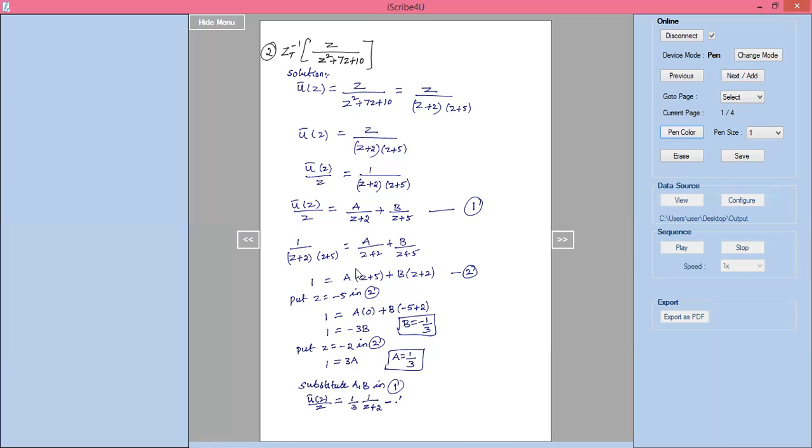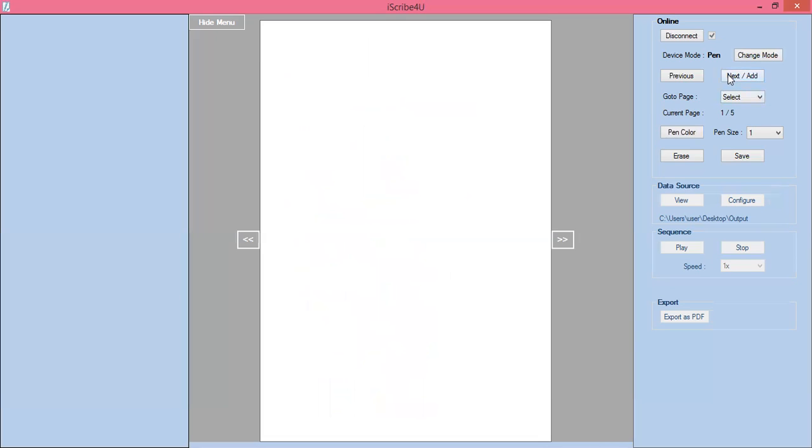B is nothing but minus 1 by 3 into 1 divided by z plus 5. Now we'll write u bar of z divided by z equal to... I'll write u bar of z equal to 1 by 3 into z divided by z plus 2, just I am cross multiplying the z that side, minus 1 by 3 into z divided by z plus 5. Now I'll apply inverse Laplace transform.